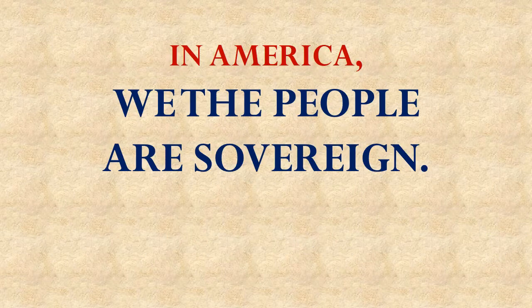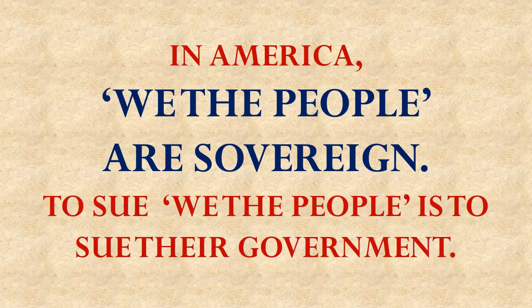To apply this concept to the United States of America, we have to remember that in America, we, the people, are sovereign. Now, that's kind of a vague thing to think about, that the people are sovereign. In practical effect, the sovereignty of the people is represented in the government they create. So, if you were going to sue the sovereign in the United States of America, we the people, you would have to sue their government, which is their representative.